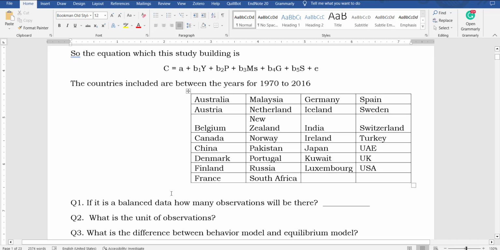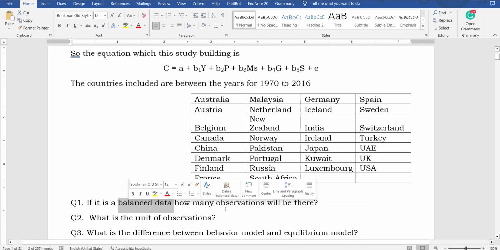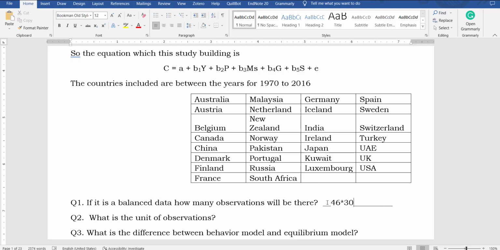Okay, now I go towards that. If the data is balanced, what is meant by balanced? Balanced means that each country has an equal number of years. The number of years is 46: 1970 to 2000 is 30 years, and then up to 2016 is 16 years. So it's 46 years. How many observations will there be? 46 multiplied by 30. This will be the sample size. What is the unit of observation? In panel data, the unit of observation is a mixture of two things. It will be country-years. Each observation is a specific country and a specific year. So you can write country-years.